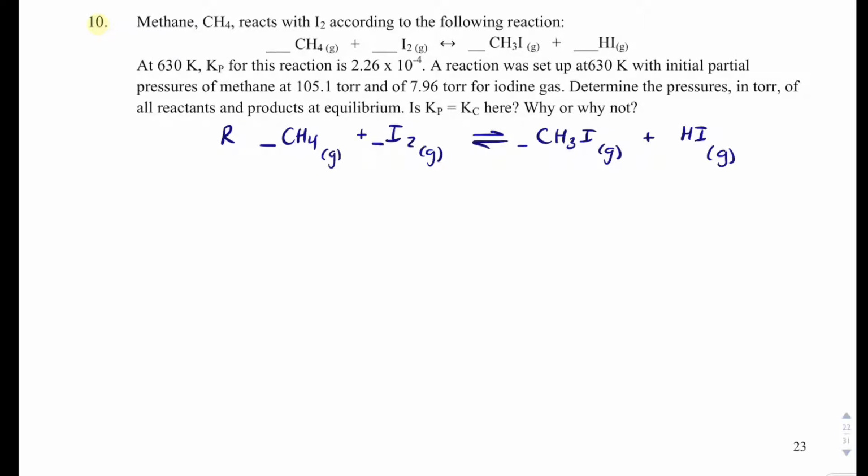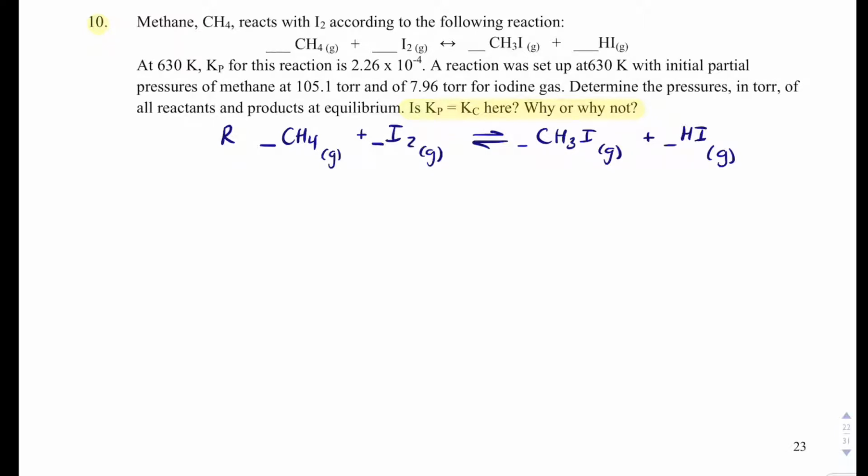And the first part of this question that I think is good to answer is, is Kp equal to Kc? So we've talked about in previous notes that Kp and Kc are sometimes equal, but one thing has to be true. What has to be true is that the number of gas moles on each side of the reaction have to be the same for Kp to equal Kc.